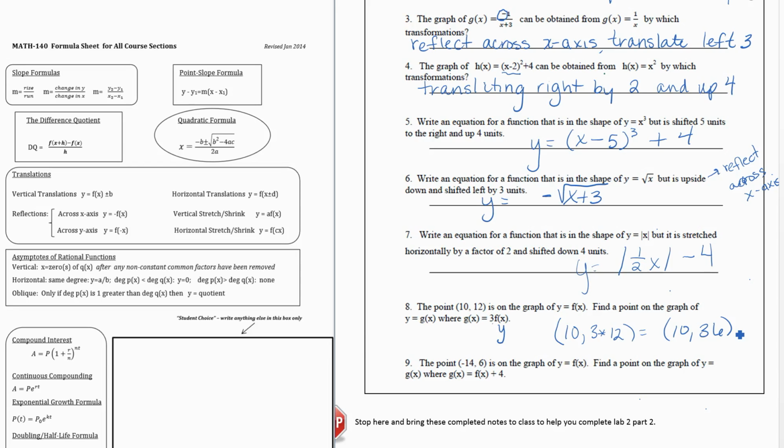So number 9 will be very similar. It says the point (-14, 6) is on the graph y equals f of x. Find a point on the graph y equals g of x, where g of x is f of x plus 4. So we're saying our new y is going to be our old y plus 4. So we're going to leave the x alone here, and we're going to add 4 to this y. So 10. Okay, so these were some examples. Really knowing what the rules mean helps, and then it takes a lot of practice to get these down.